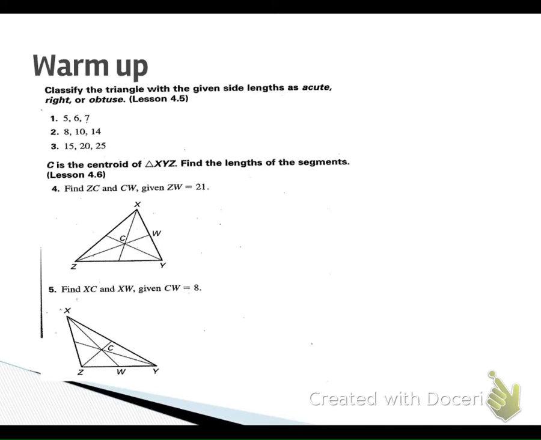Okay, so Nico's going to solve number 1. Nico, how did you set up number 1? 7 squared, box, 6 squared plus 5 squared.